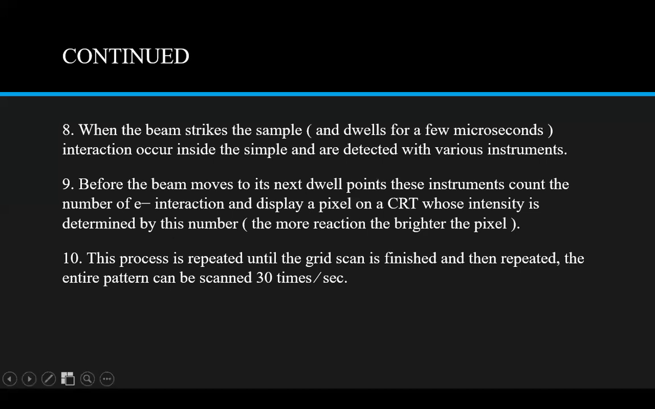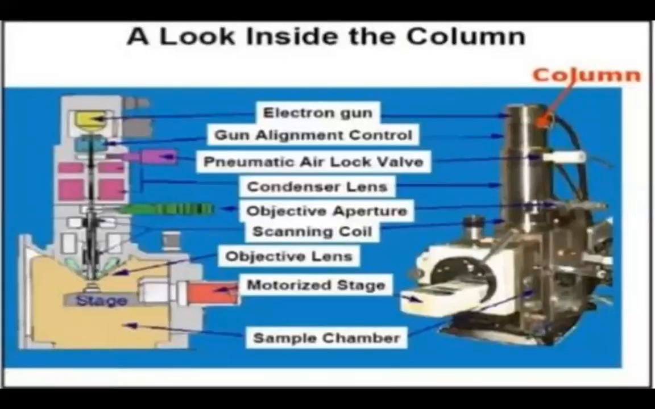A diagram of the scanning electron microscope and the components that are present in it. At the top the electron gun is present. Second one is a gun element control. Third one is a pneumatic air loop valve. Fourth one is a condenser lens. Five is the objective aperture scanning coil. And the sixth one is the objective lens. And the seventh one is a motorized stage. And the last one is a sample chamber.